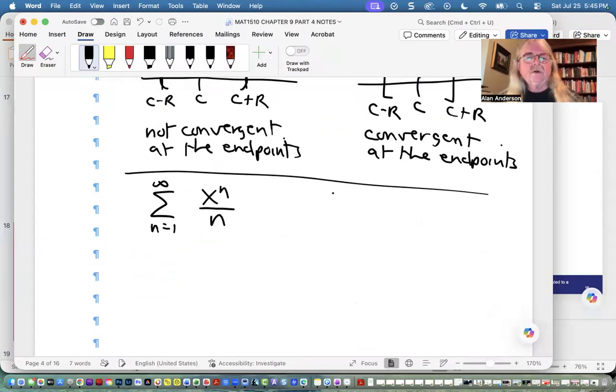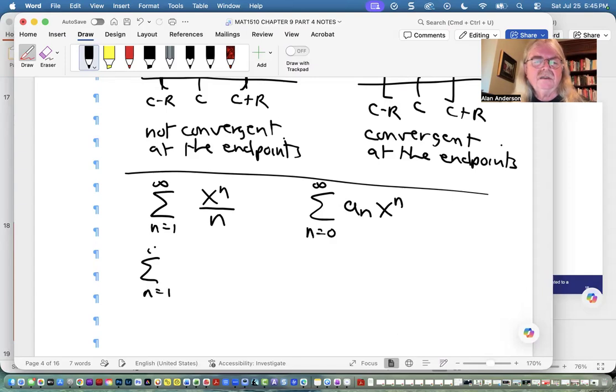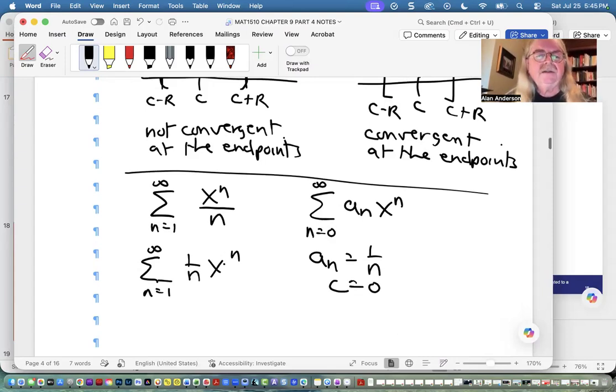Remember the way these work, it can start at 0 or 1. Every case is different. It's still an infinite series, even if it starts at 1. So what we actually have here is 1 over n times x to the n. That means our a_n is 1 over n, and the center is 0 because we're not subtracting anything from the x.